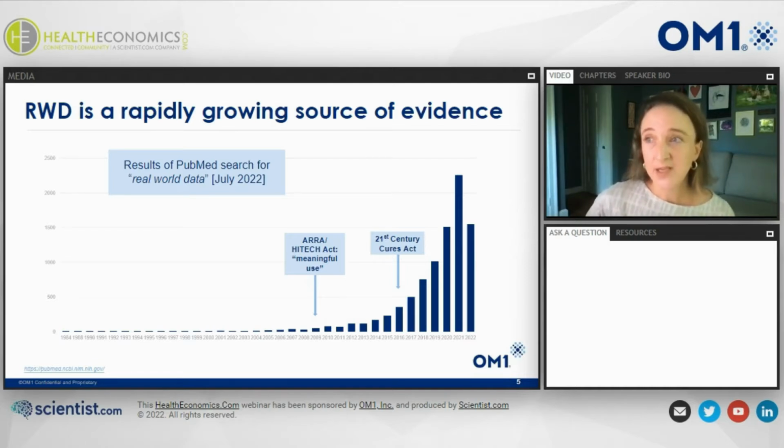In other words, to really contribute to a learning healthcare system. And then in 2016 here, you see the 21st Century Cures Act, which was another sentinel moment for real-world data with an emphasis on the modernization of trial designs and the incorporation of real-world data in regulatory decision-making for the FDA. So some really big moments right there.